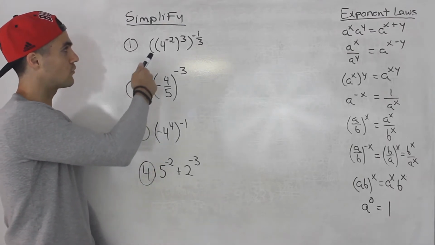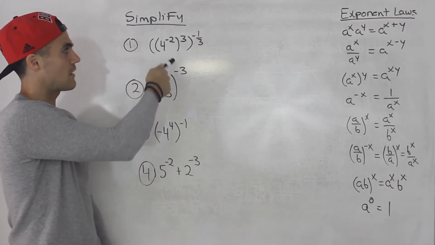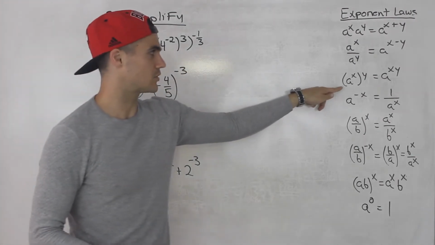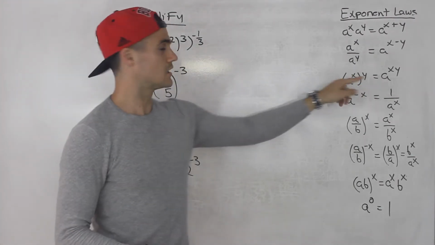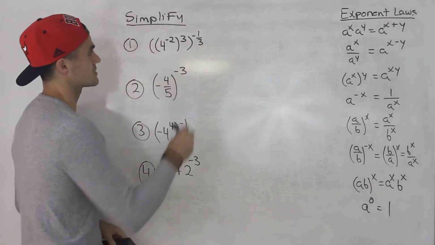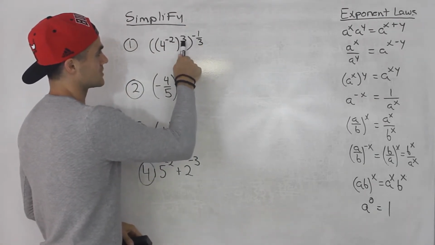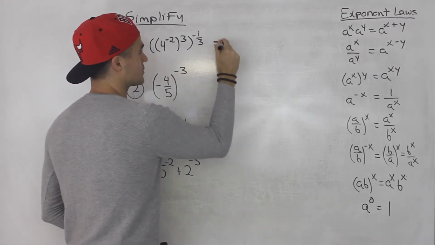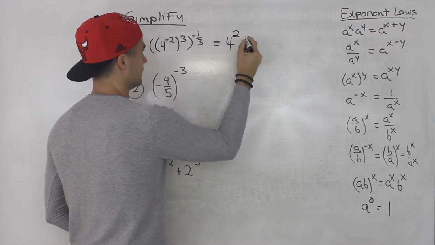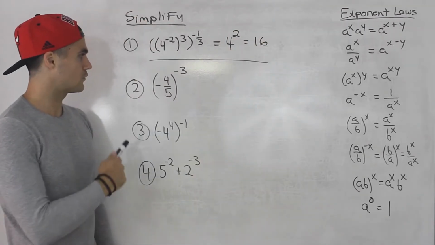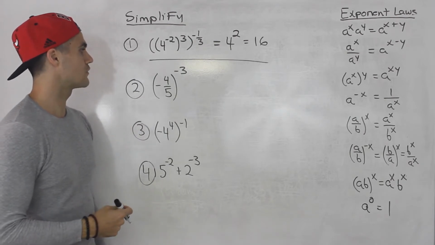So number one, we have 4 to the negative 2 to the power of 3 to the power of negative 1 over 3. This is very similar to the previous one, except there's a third exponent. Basically, whenever you see something like this, we just have to multiply all of the exponents. So negative 1 over 3 times 3 is negative 1, times negative 2 is 2. So this ends up being 4 to the power of 2, which is 16.